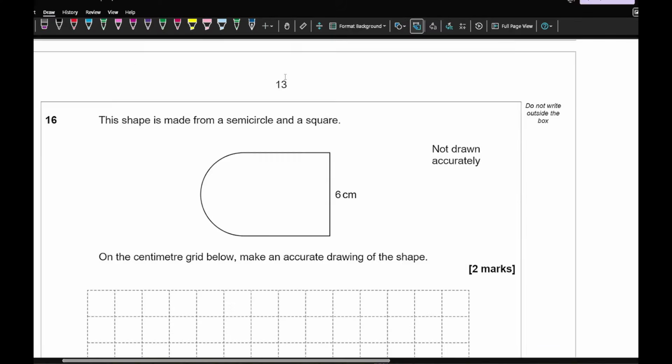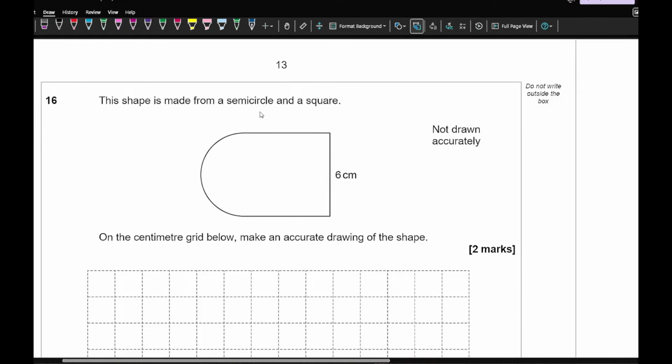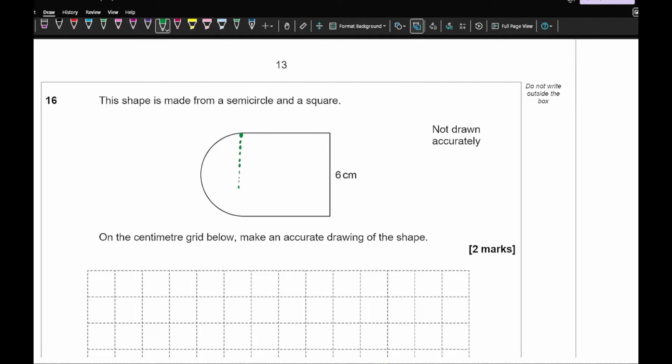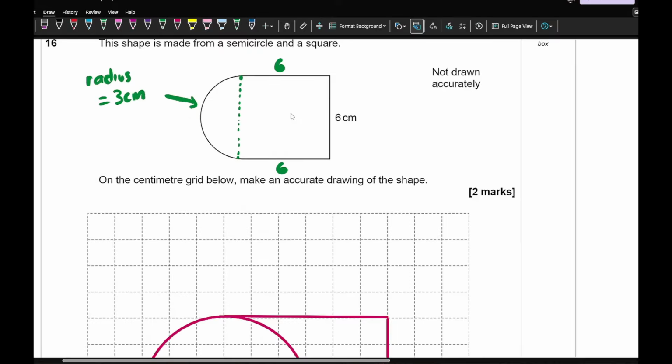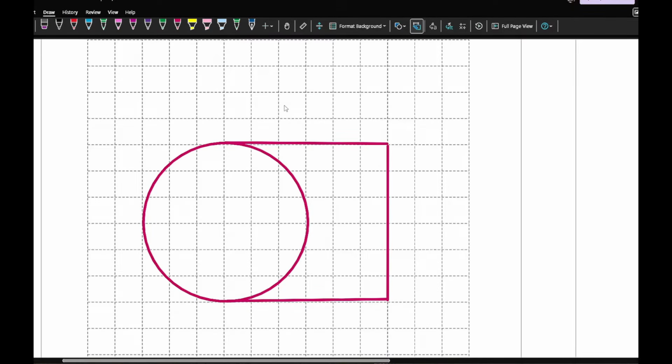Moving on to the next question, it says this shape is made from a semicircle and a square. On the centimetre grid below, make an accurate drawing of the shape. So for this, we know it's a square, so it's a semicircle and a square. That means this length here is going to be 6, this length here is going to be 6, and the radius of this circle equals 3 centimetres. So what we then need to do is draw a square and a circle of radius 3, in which your diagram should look something like this.